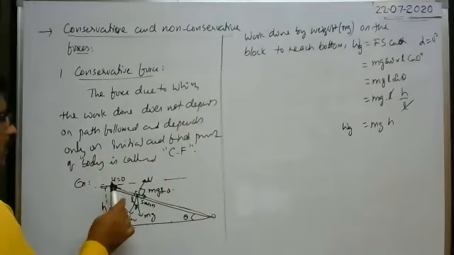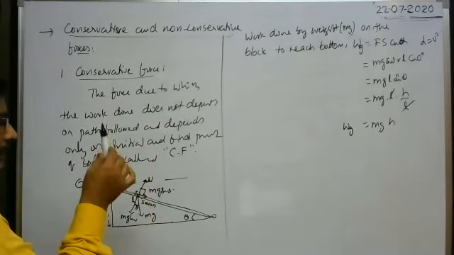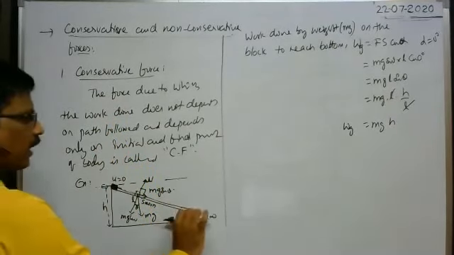That means when you move the body along this path or along this vertically downwards direction, the work done by gravity depends on the initial position and final position of the body.